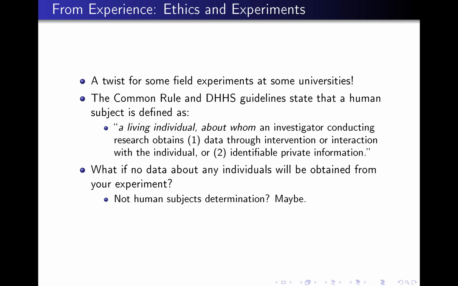And so at the University of Michigan, the first time I put a correspondence audit through IRB, they came back and told me it wasn't human subjects research. The reason they said it was not human subjects research is because they said the decisions that we received about people, about applications, were an organizational level decision, and not an individual level decision. And so you're not actually obtaining data about an individual.